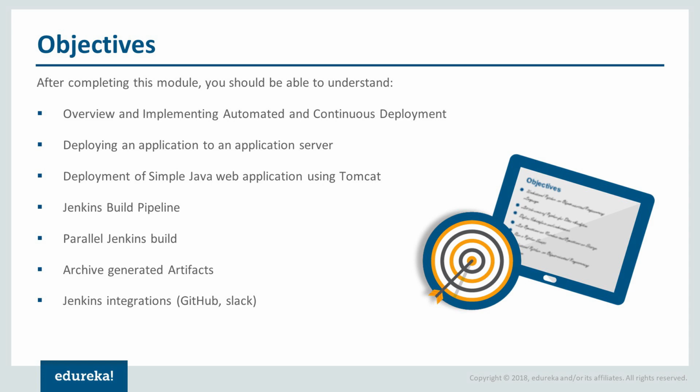Then we will talk about Jenkins build pipeline. We will see and discuss parallel Jenkins build. We will talk about archiving the generated artifacts. And then we will see how to integrate Jenkins with other tools such as GitHub, Slack, etc. So with that, let's get started.